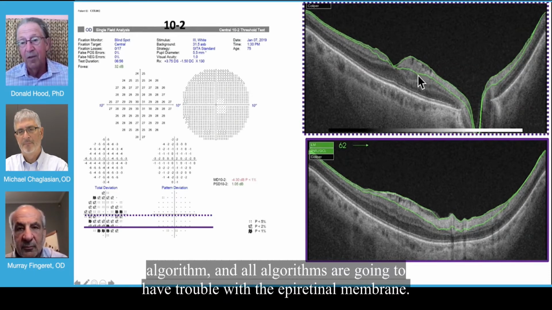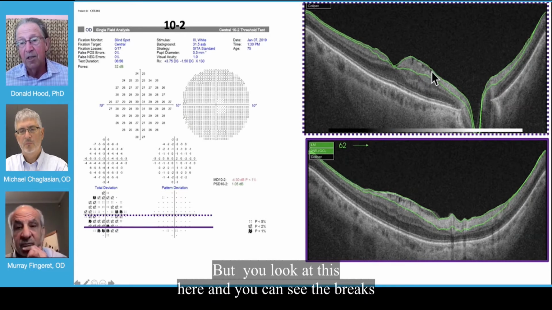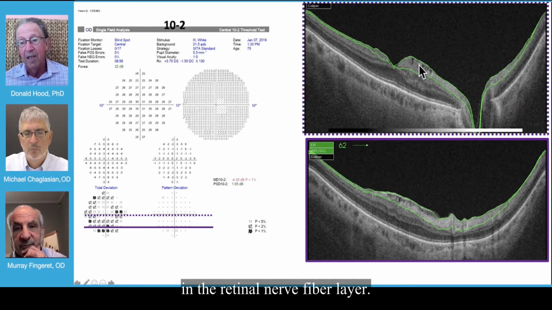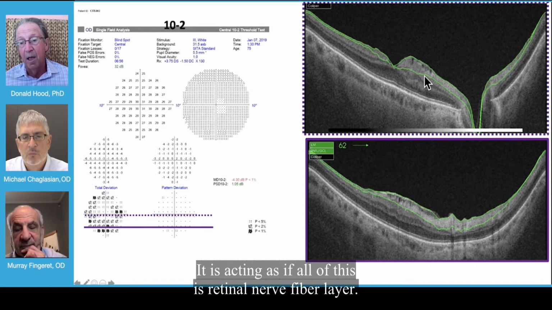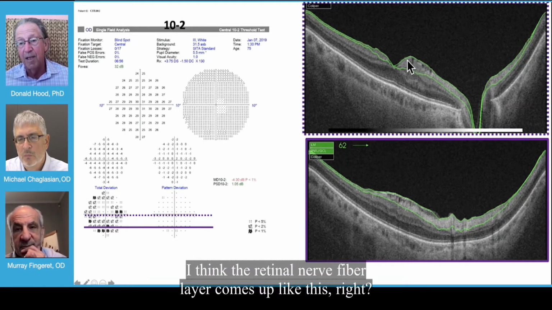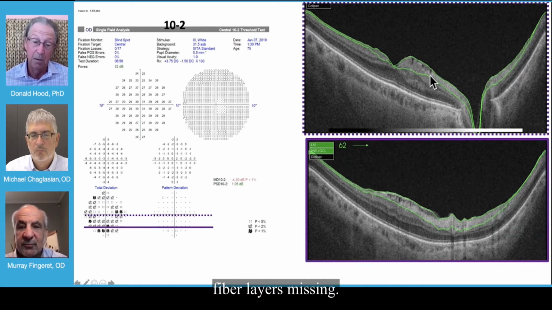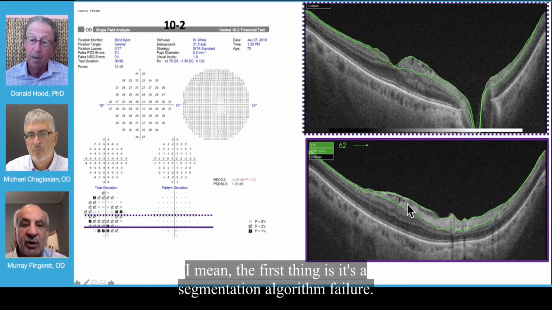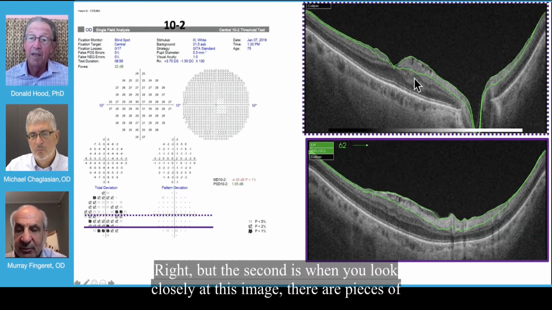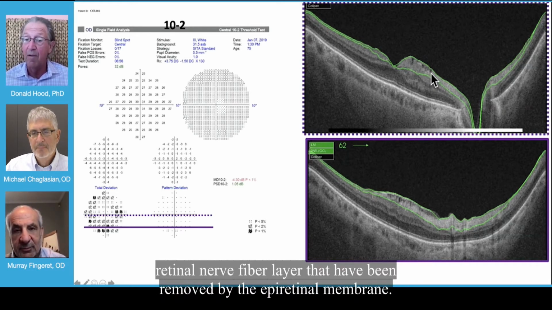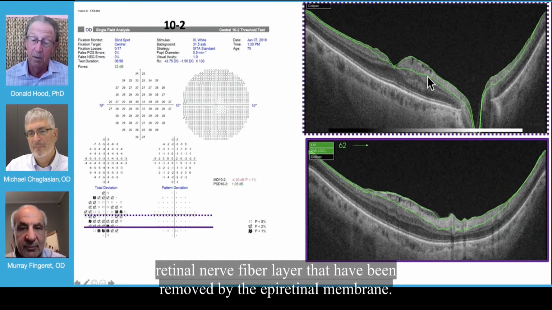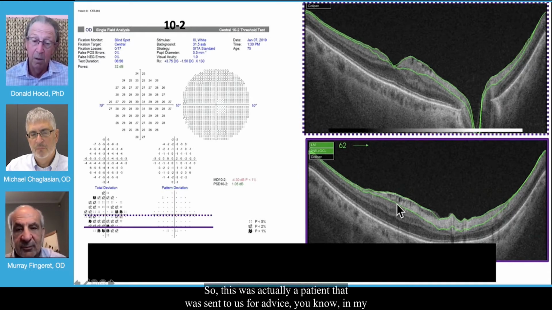Yep. But you look at this here, and you can see the breaks in the retinal nerve fiber layer. It is acting as if all of this is retinal nerve fiber layer. I think the retinal nerve fiber layer comes up like this, right? And this is largely ganglion cells. Yeah. And you've got pieces of the retinal nerve fiber layer missing. I mean, the first thing is it's a segmentation algorithm failure. Right. But the second is when you look closely at this image, there are pieces of retinal nerve fiber layer that have been removed by the epiretinal membrane. I mean, look at the damage here.